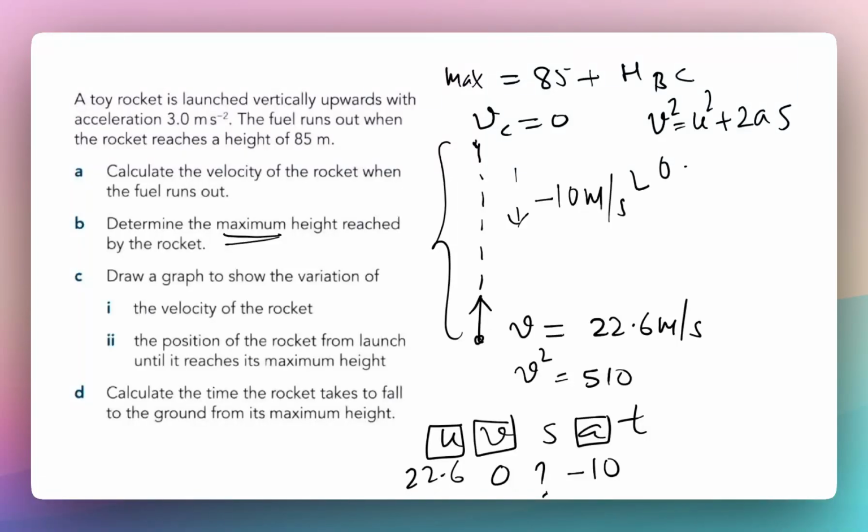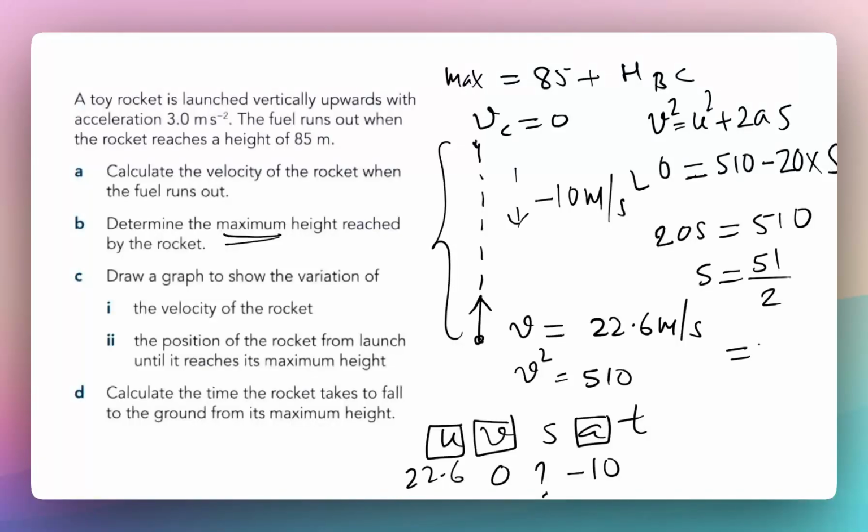Final velocity is 0. U squared, we already know the value of u squared, 510, and minus 2, because this is minus, so 2 into minus 10, 20 into s is what we have to find out. So my 20s will be equal to 510, and s is going to be equal to 51 by 2, and that is going to be 25.5 meters. So we have found this s here, or HBC.